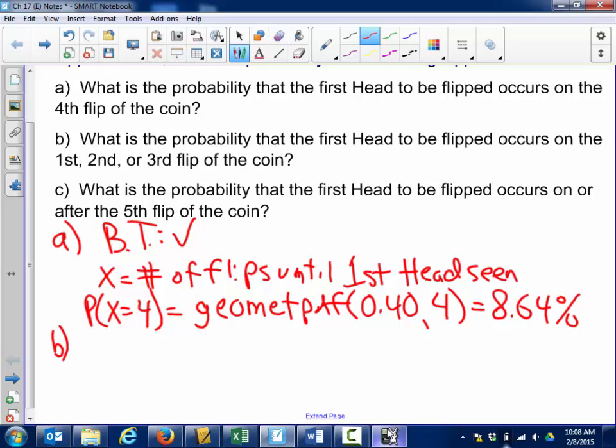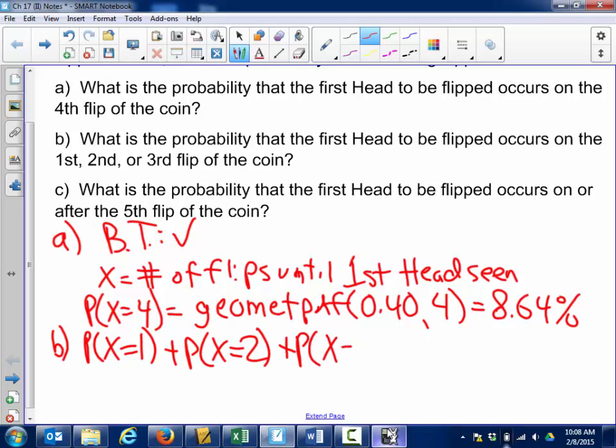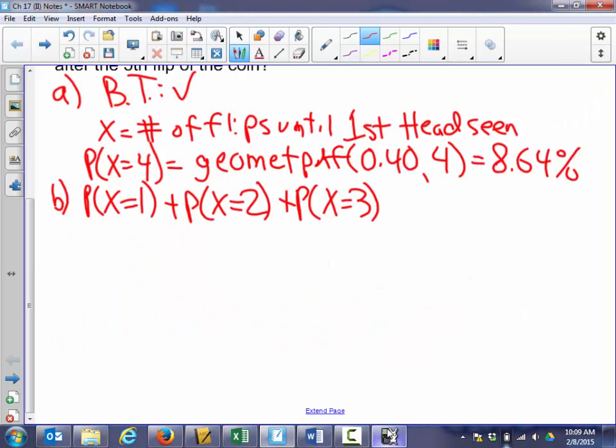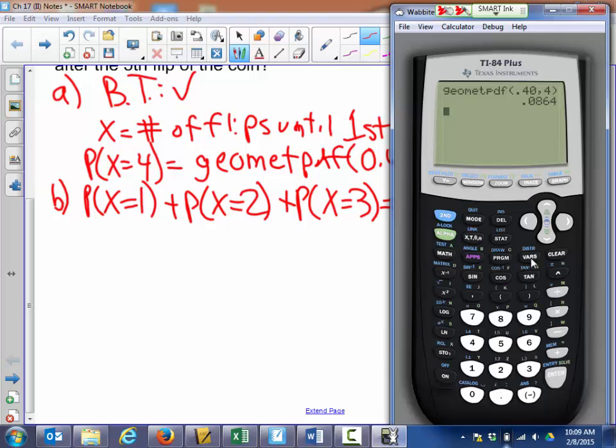Now let's look at Geomet CDF. What is the probability that the first head to be flipped occurs on the first, second, or third flip of the coin? Okay, so this time we're answering the question of x, the probability that x equals 1, plus the probability that x equals 2, plus the probability that x equals 3, which we can say is just, using Geomet CDF, the following. Second distribution, I'll scroll up again to get to the bottom of the list. It's the very bottom there. P-value is the same, 0.40, because we're still talking about a head flip.